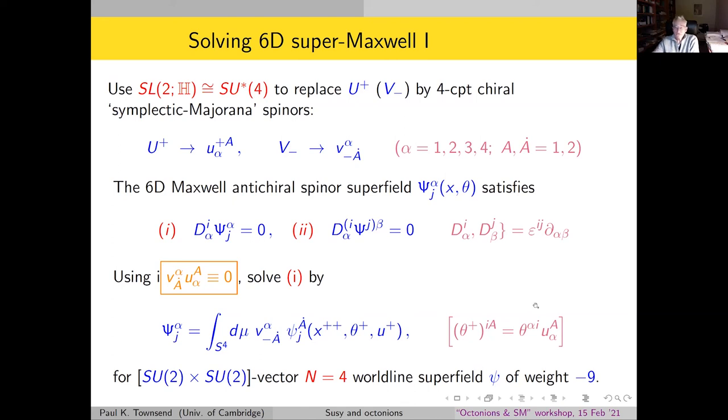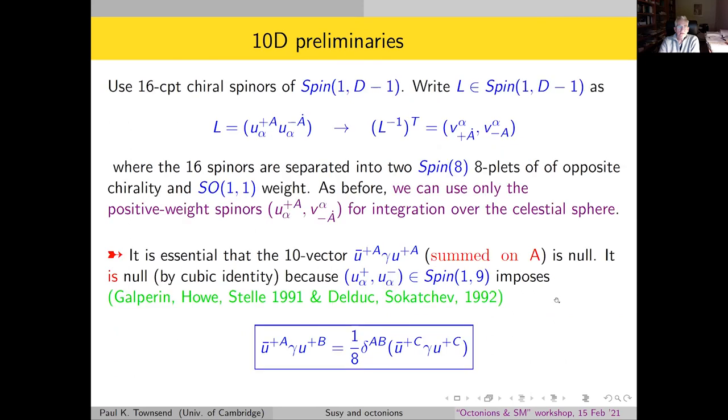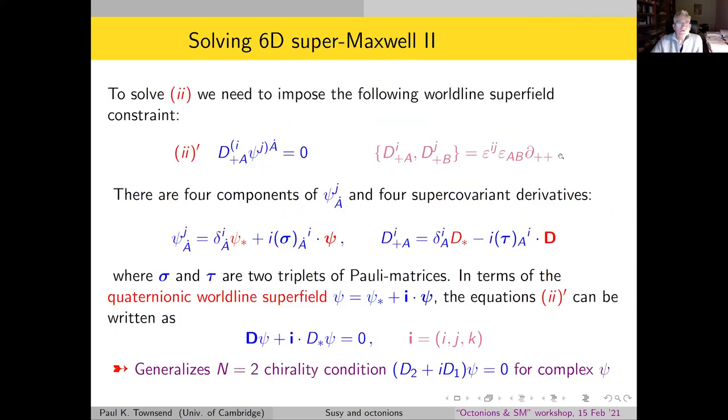And you want to solve, I can't read my own slide on here, the other superspace constraint. But if you work out what that implies, you discover that it implies this constraint on the worldline superfield. And now there are four components of psi, and there are four supercovariant derivatives. So you can actually write them basically in terms of quaternions.